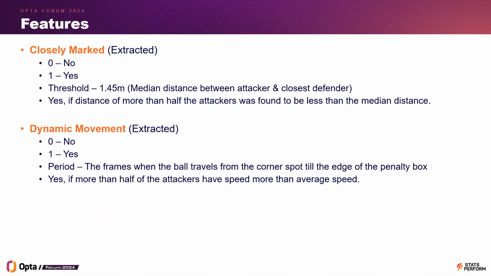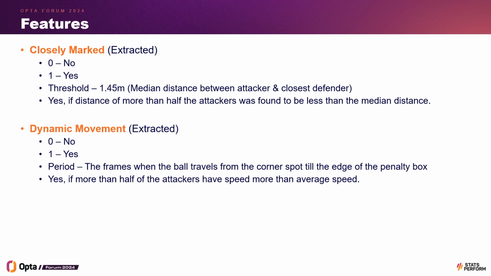Next, for the features closely marked and dynamic movement, we analyzed the data distribution from the tracking data to find a threshold to categorize these 2 features into 2 different categories. For the corners where the closest defender to a particular attacker was below the median threshold, they were assigned category 1, that is, yes, they were closely marking their respective attacker. This was done for the whole combination of players found in a given corner situation, and a final binary classification was done for a particular corner.